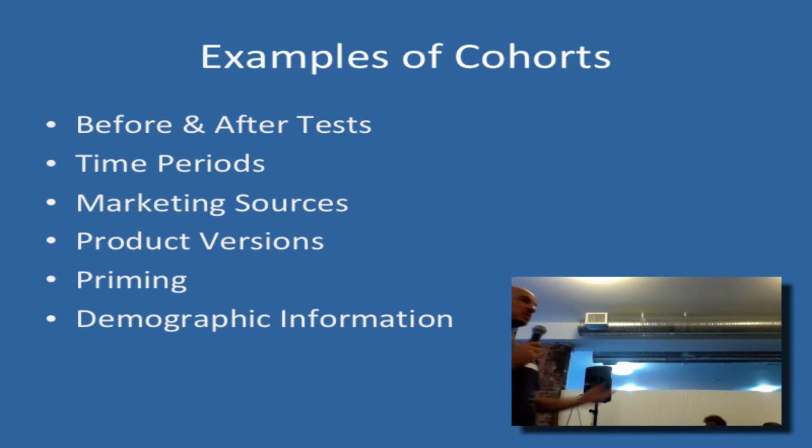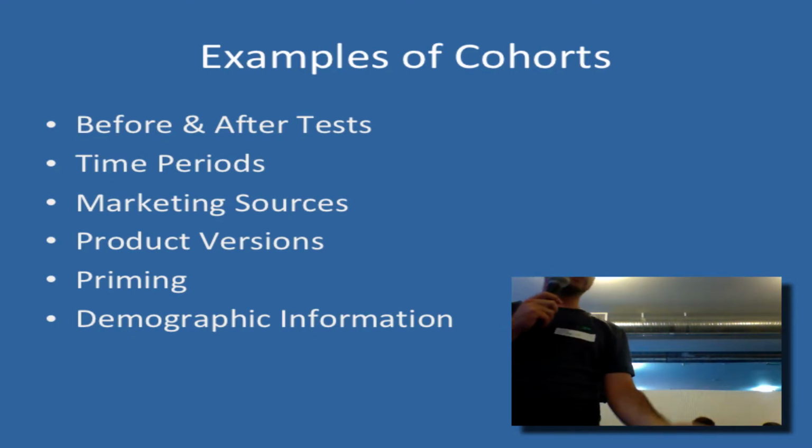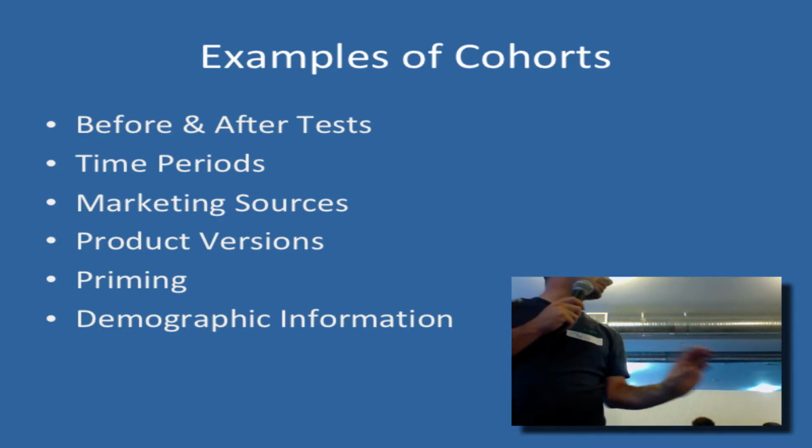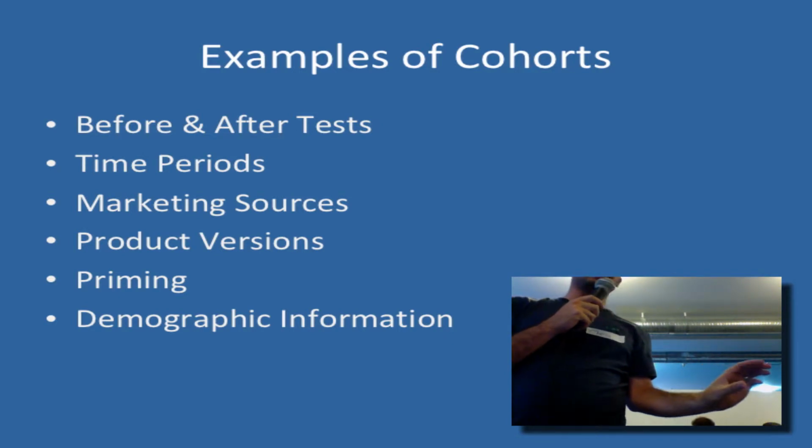Marketing sources: you might say everybody who's clicked through to our website from Google AdWords is one cohort. Everybody who's come to our site through the newsletter that we send out is another cohort. And let's see how they behave differently. Is one more likely to donate? Well, then maybe you should invest more money in that. That's a pretty common, very easy to do thing in Google Analytics, for sure.